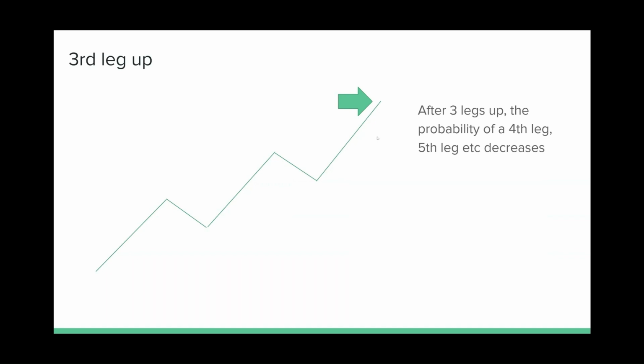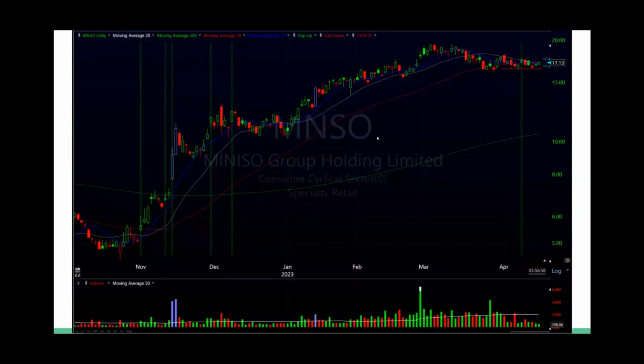Let me show you an example of this. So this is Miniso, and Miniso was the last position trade that I took. I took this in November when it made a new EP and broke out of an IPO base. And I recently sold it a few weeks ago. And you can check my tweets if you want to know the details of exactly when I entered and why I entered and when I sold it and why I sold it.